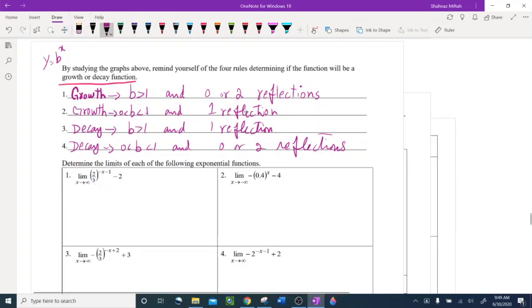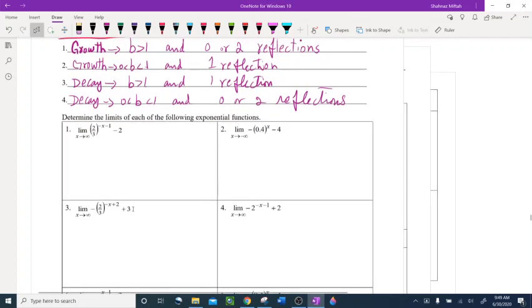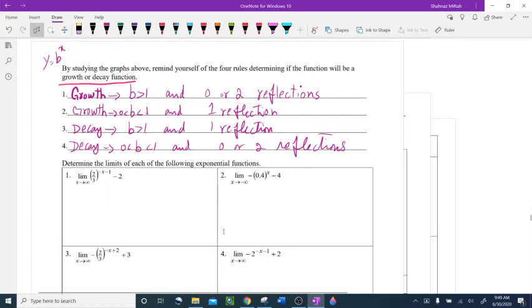Okay, so how do I draw a graph? Determine the limits of each of the following exponential functions. So this is an exponential function. This is the limit as x approaches infinity. So I'm going to graph all these 6 exponential functions because they are approaching infinity, and we'll see what the limit is going to be when we approach infinity. Okay, let's try. The first one is, I'm going to draw this one.